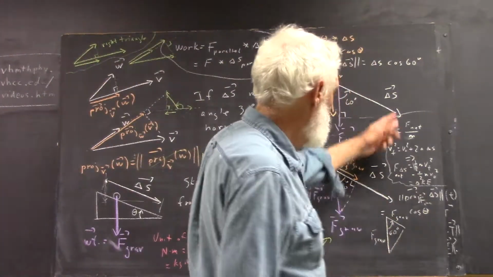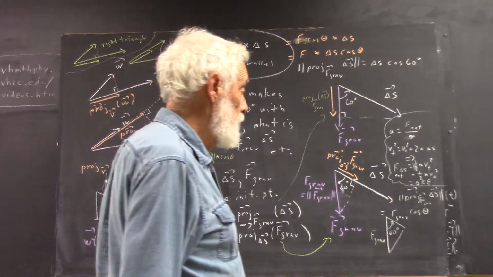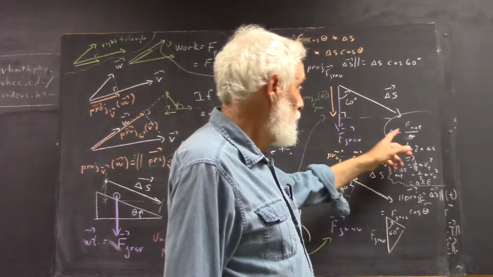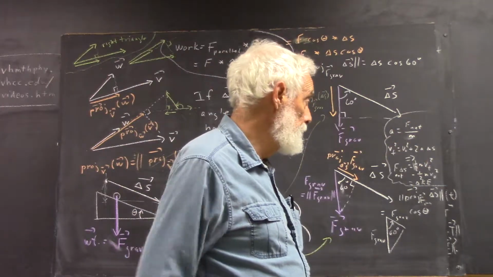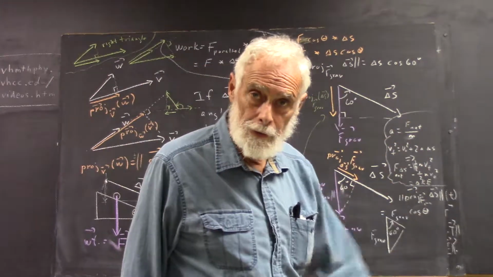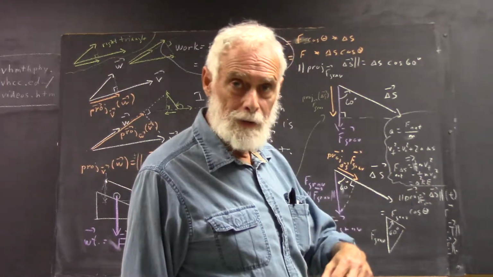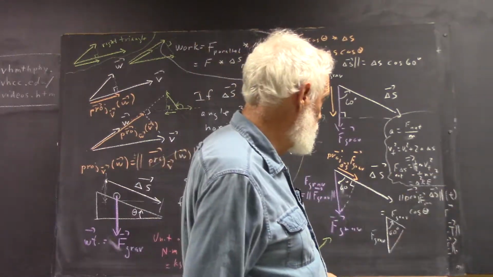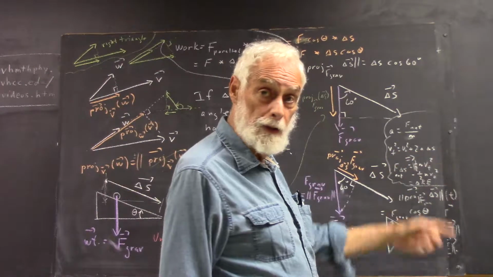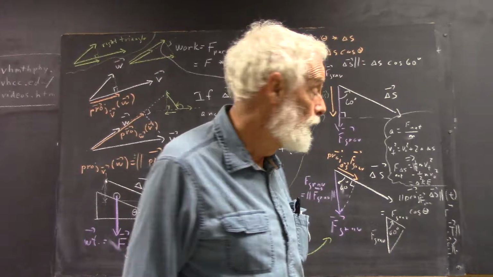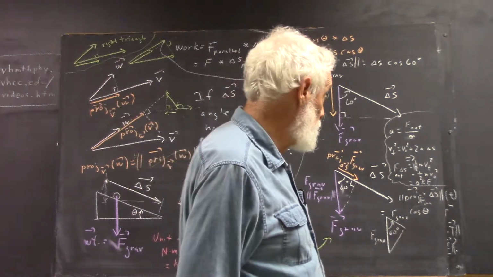Just a short blurb here to give context to why we're doing F parallel delta S and all that stuff. Remember that by Newton's second law, A is net force divided by mass. Analysis of uniformly accelerated motion, which is what you get if you have a constant net force and a constant mass, is Vf squared equals V naught squared plus 2A delta S. It's one of the things that comes out of our analysis of uniformly accelerated motion.